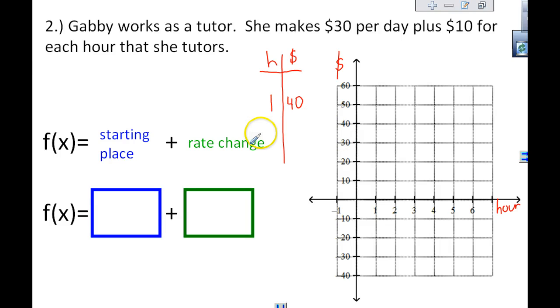So after 2 hours, how much will she have made? Yeah, $50, right? So $30 a day no matter what. And then after 2 hours, $10 each hour, that's $20. 30 plus 20 is 50. Requires some thinking, doesn't it? If you start thinking, oh yeah, she gets $30 an hour, so that's going to be 30 times 2 is 60, that's not what it says. You get $30 one time, $30 a day, no matter what, and then you get paid $10 an hour.